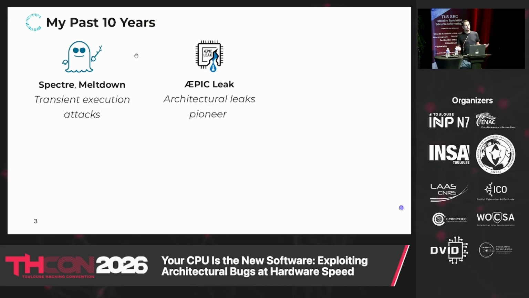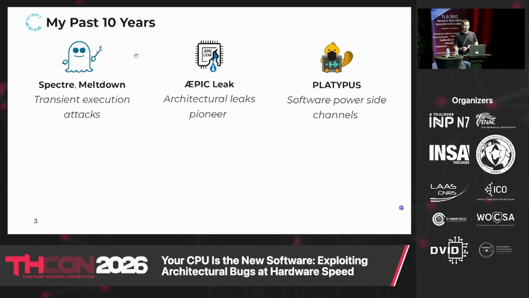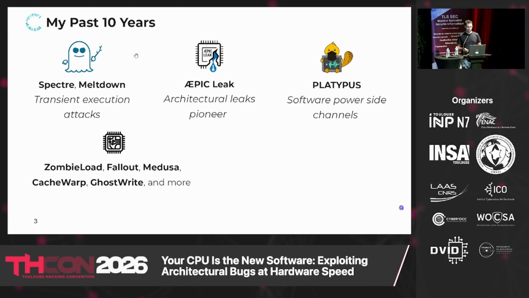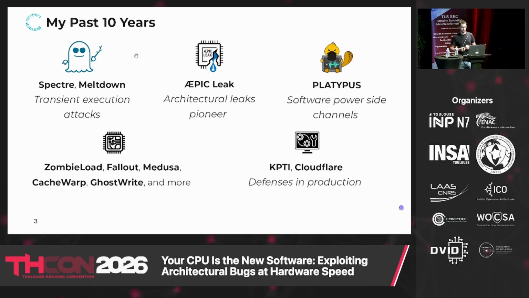Then we pioneered architectural leaks from CPUs with EPIC Leak, the first thing. We'll also see that today. And as you've already seen the logo yesterday in the talk, if you paid attention, we also showed that we can do power side channels purely from software in the CPU and leak secrets from that. And we have many of these CPU vulnerabilities that we discovered. Some of them I will talk about today.